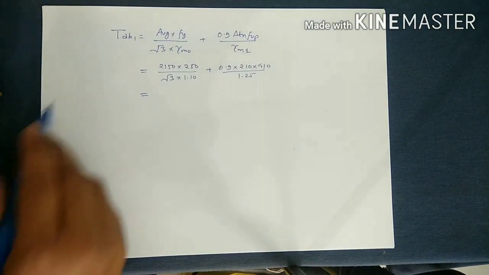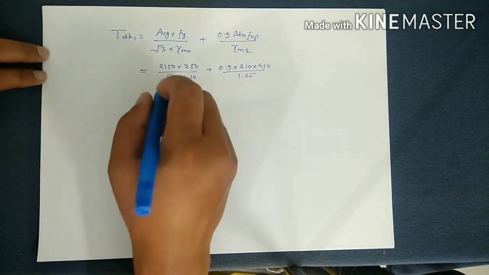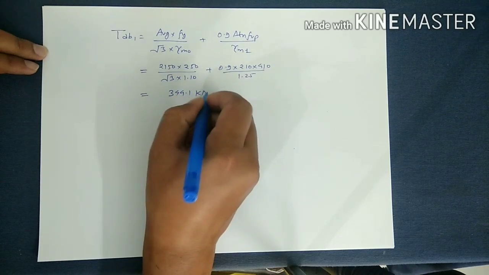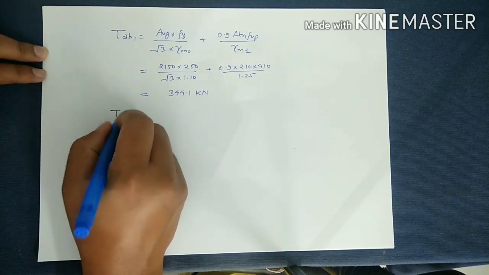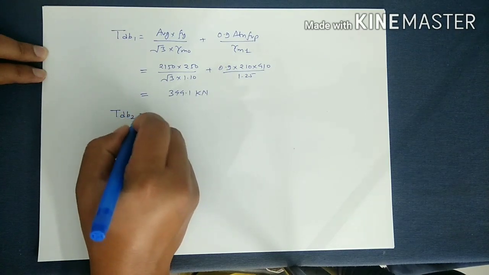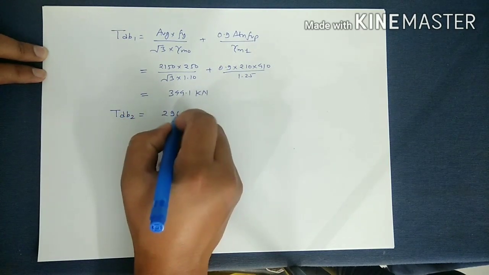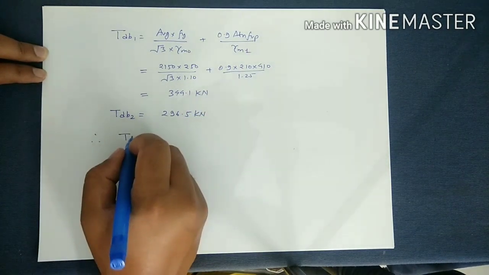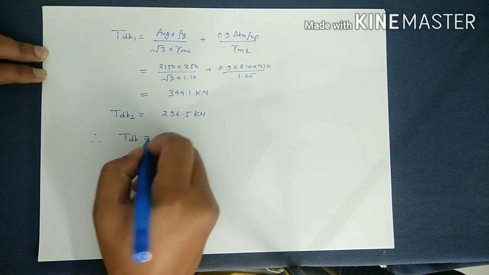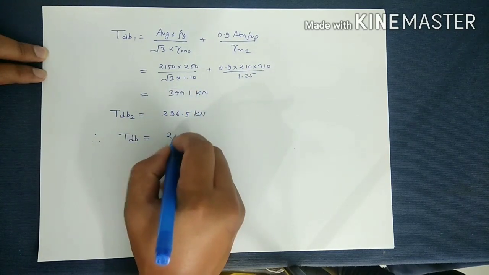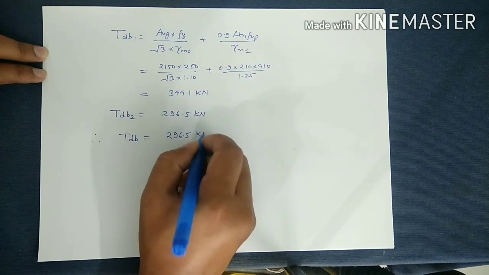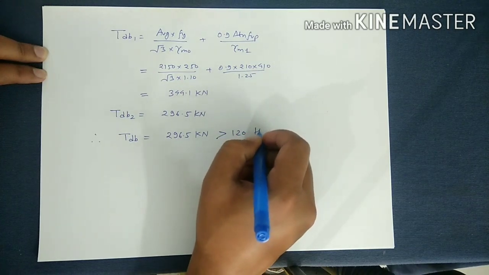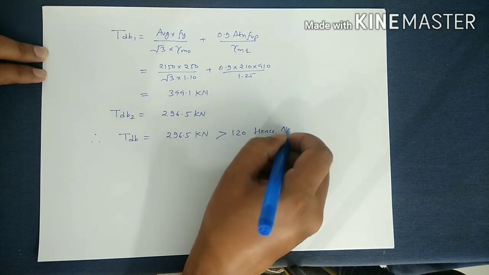Therefore, putting these values in TDB1, we get 344.1 kilonewton. Similarly, we will put these values in TDB2, we get 296.5 kilonewton. Therefore, the strength in block shear, TDB, is equal to the minimum of these values, that is 296.5 kilonewton, which is greater than the factored load, hence it is okay.